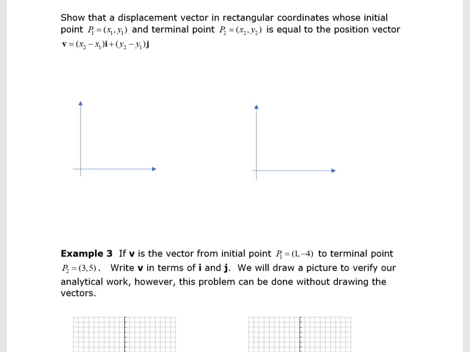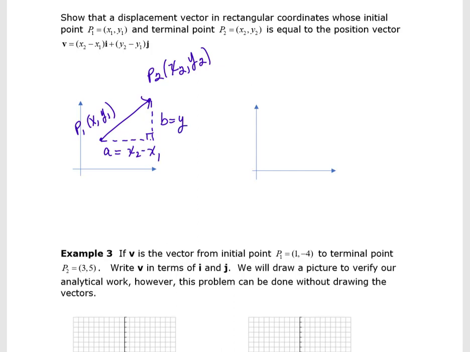So we'll just draw a generic displacement vector. So we've got a vector whose initial point is (x1, y1), terminal point is (x2, y2). If I want to find the horizontal and vertical components, what I want to do is just construct a right triangle from that vector. We know that a is going to be this distance right here. It's the horizontal component. That's just going to be the value of x2 minus x1. And b would be the vertical distance, y2 minus y1.